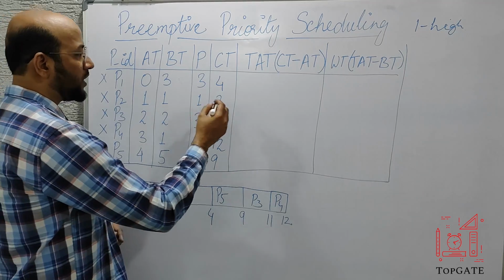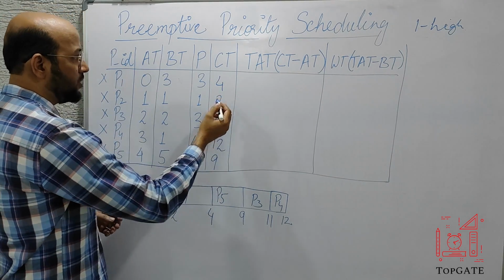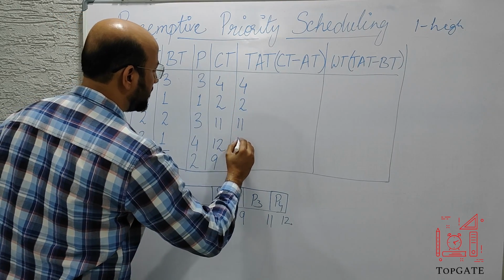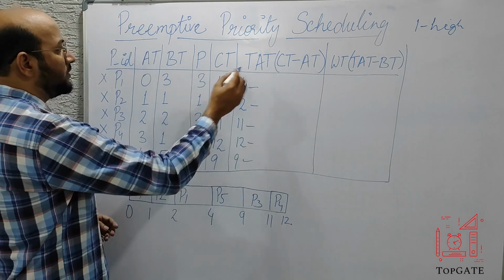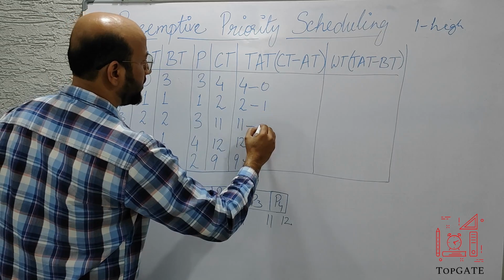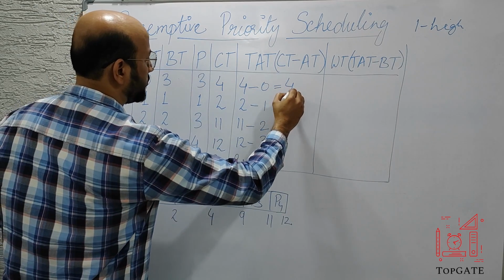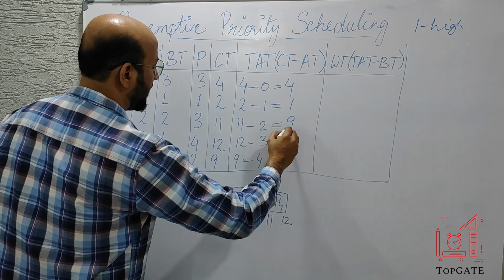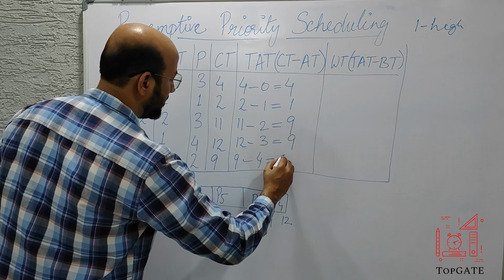Okay, so now the turnaround time, we know it can be calculated using completion time and the arrival time. So I'll quickly write the completion times: 4, 2, 11, 12, 9, put the minus signs, and the arrival times. Arrival times are 0, 1, 2, 3, 4. That will give you 4 minus 0 is equal to 4, 2 minus 1 is equal to 1, 11 minus 2 is equal to 9, 12 minus 3 is equal to 9, 9 minus 4 is equal to 5.